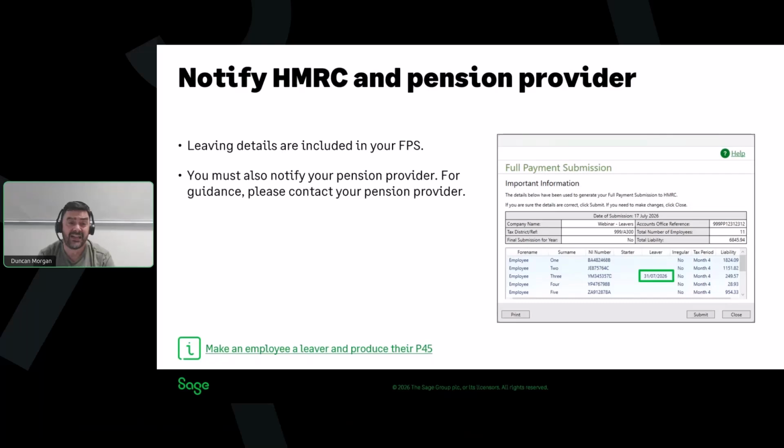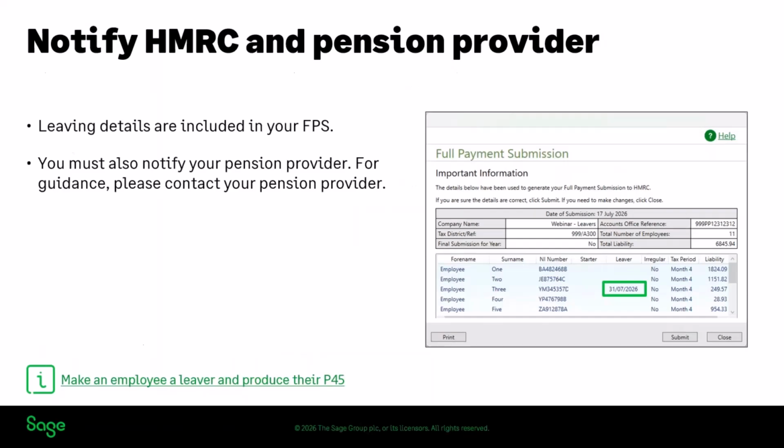Now, as well as notifying HMRC, it is important that you also notify your pension provider if an employee has left and they're in the pension scheme, so that they know that they have ceased employment with you. And the way that you would do that will depend on the process laid out by your specific provider. But we're going to take a look now at how to send the FPS to HMRC. So let's rejoin our demo.